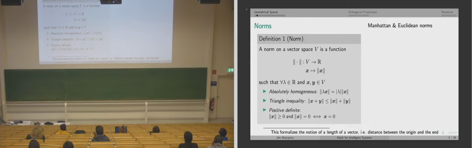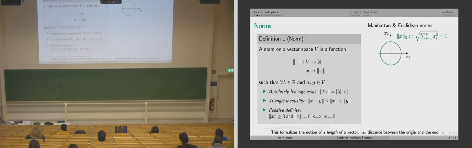We have two types of norms that I want to take as examples. The first is the Euclidean norm that you're all familiar with. If I define the set of vectors such that their norm is equal to 1 in Euclidean space, I get a circle. Then there's the Manhattan norm.